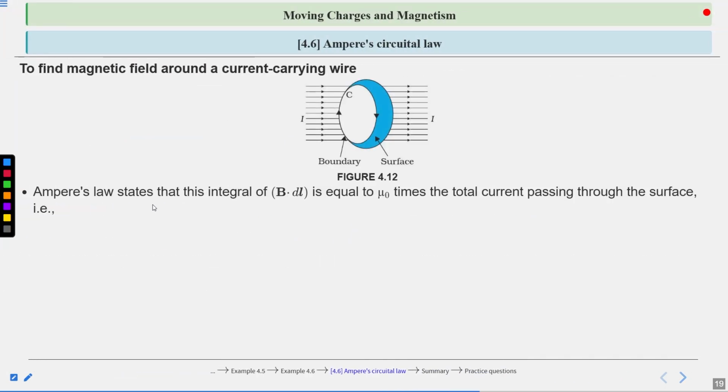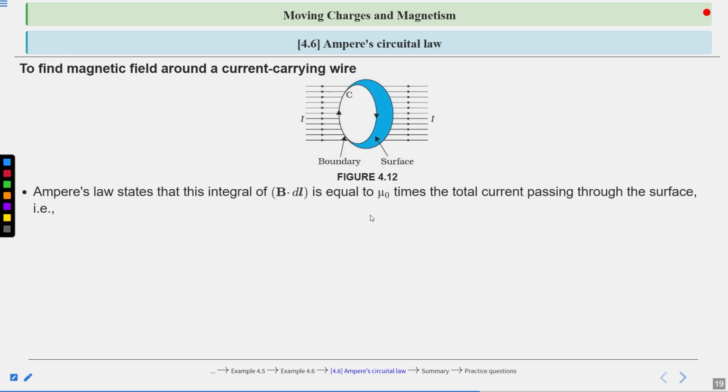So Ampere's law states that the integral of B dot dl is equal to mu naught times the total current passing through the surface. Now you can draw the analogy with Gauss law. What was Gauss law? The closed integral of electric field dot area vector is equal to charge enclosed upon epsilon naught. That was Gauss law. So Ampere's law somewhat resembles Gauss law. It is analogous to Gauss law.